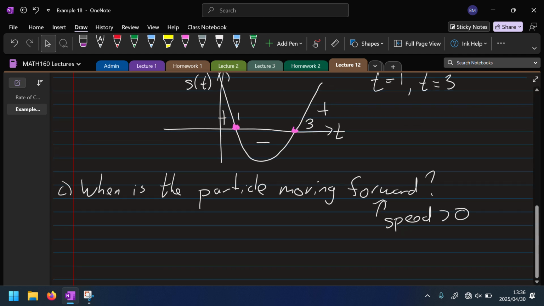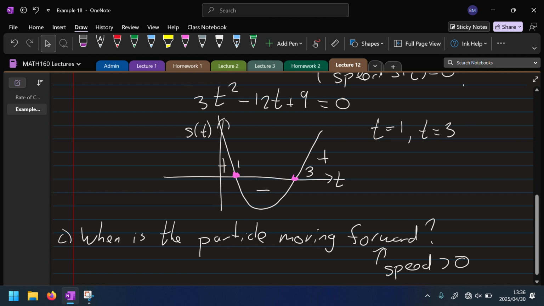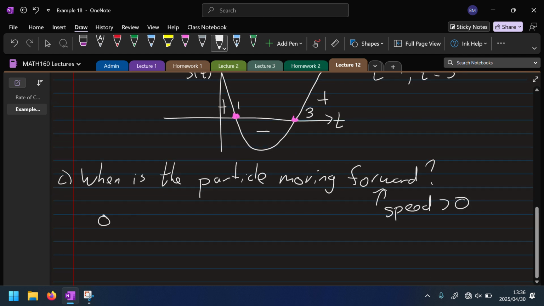What we want is the positive speed. So we just read it off. So that will be from 0 to 1, and then 3 onwards. Yeah, so that's when it's moving forward. And it's moving backwards in that middle bit where the speed is negative.